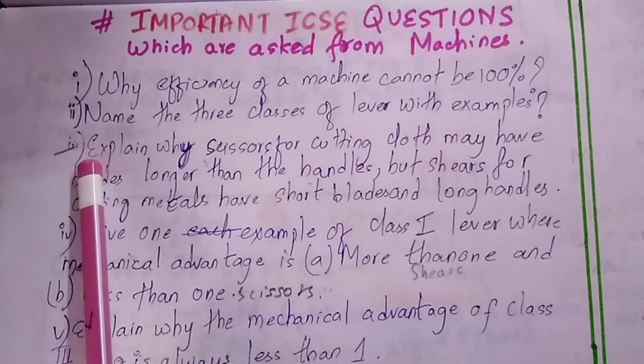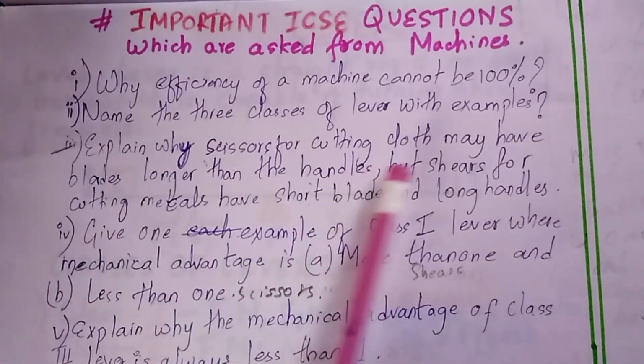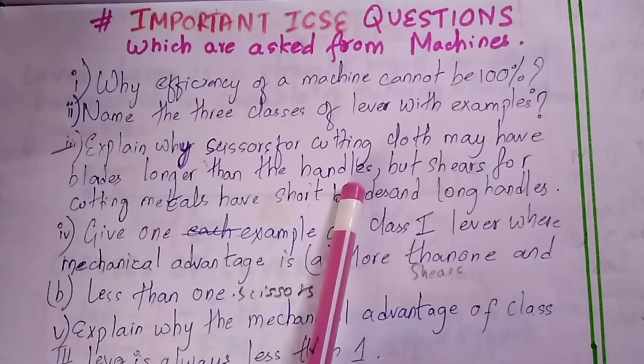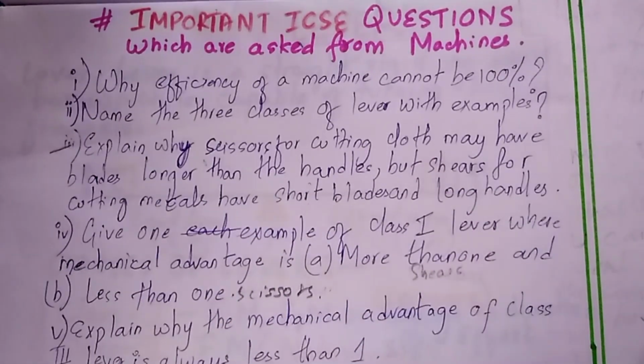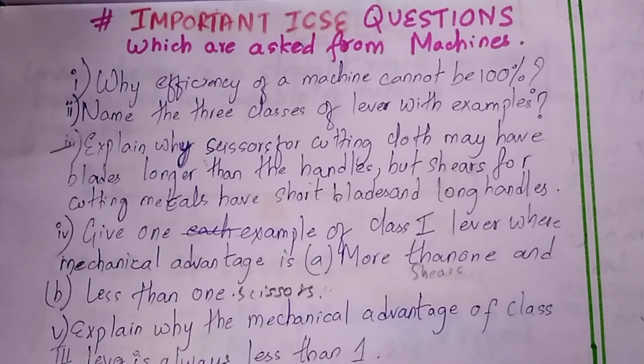Number 3. Explain why scissors for cutting cloth may have blades longer than the handles, but shears for cutting metals have short blades and long handles. So friends, scissors have blades longer than the handles because the scissor is the speed multiplier, and so the effort arm is shorter than the load arm, whereas shears for cutting metals have short blades and long handles because shears is a force multiplier and hence the effort arm is longer than the load arm.